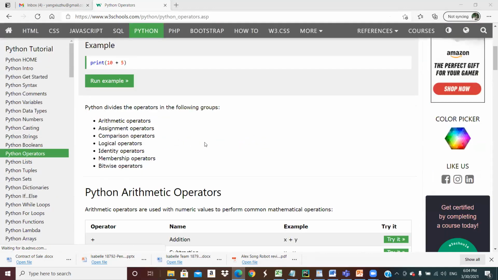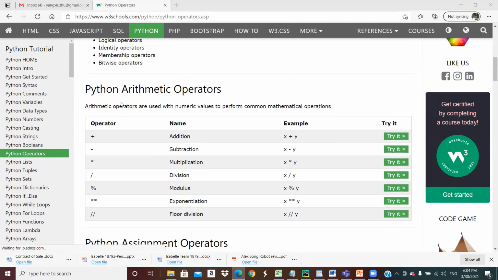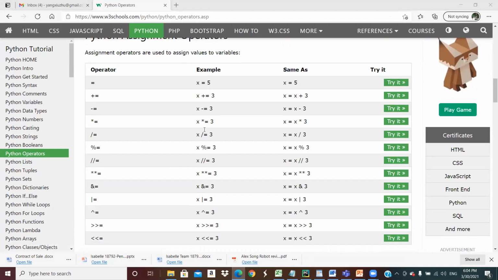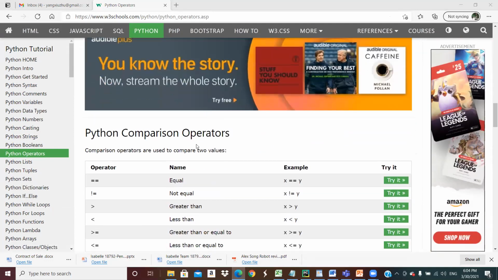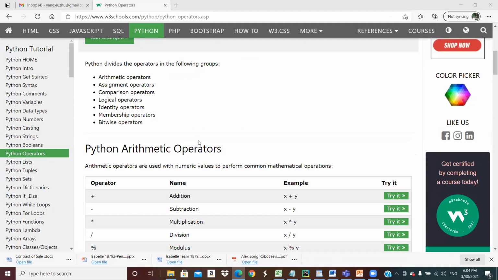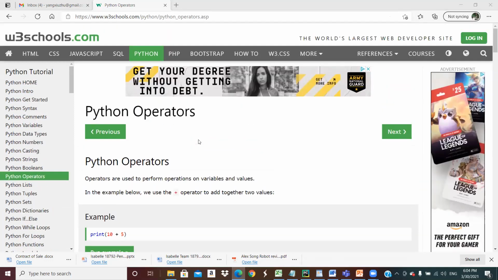So Python operators. You need to remember the arithmetic operators, assignment operators, and the comparison operators. Remember those, and then I will have questions for you.